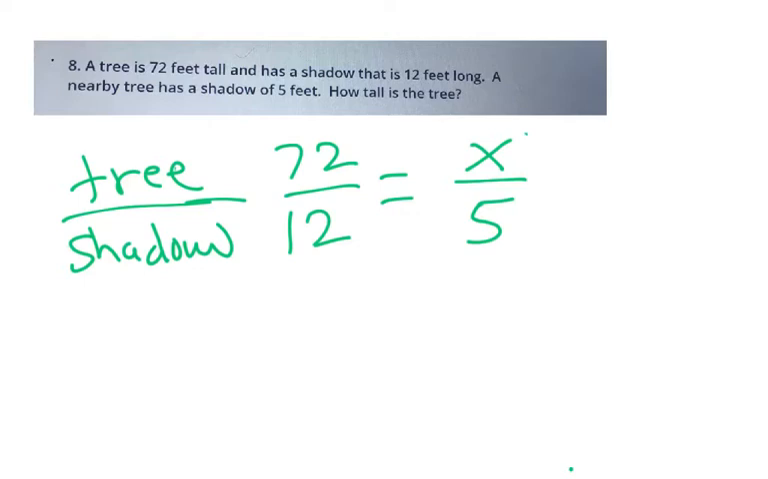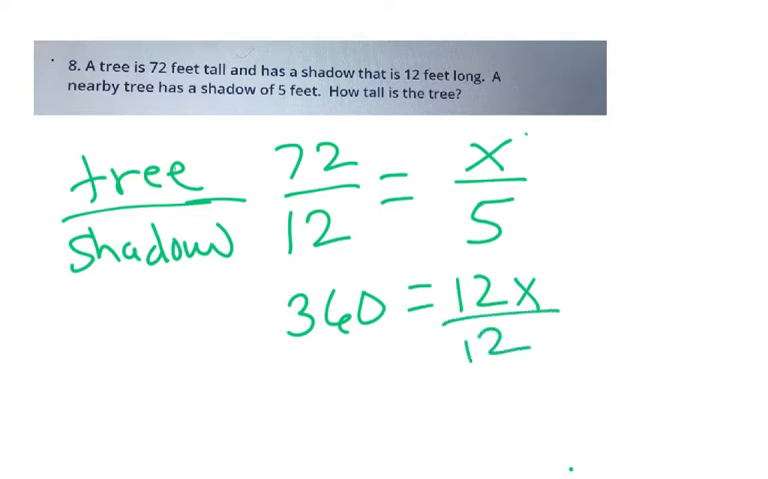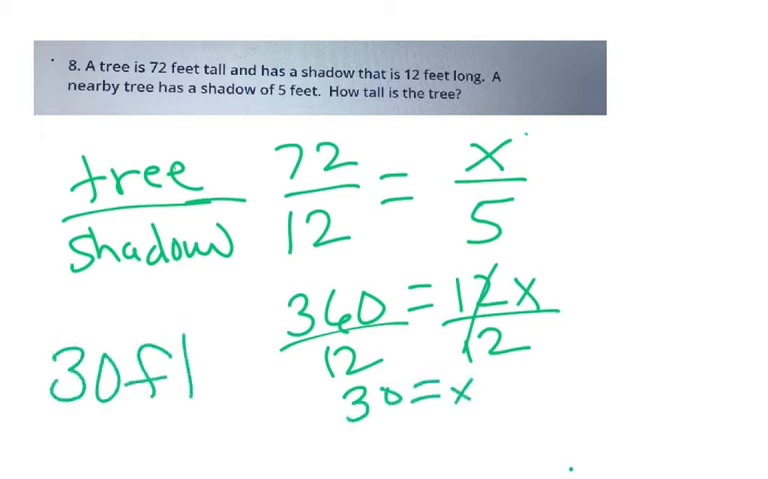So I'm going to cross multiply. 12 times x is 12x, and 72 times 5 is 360. So that's going to be 360 is equal to 12x. Then I'll have to divide by 12 on both sides to isolate x, and I'm going to get 30 is equal to x. So the other tree would be 30 feet tall.